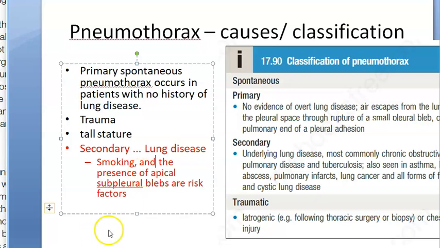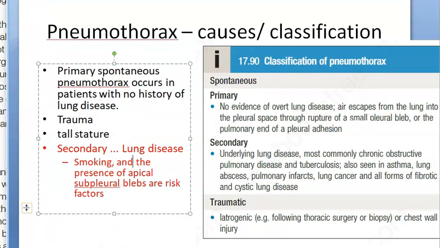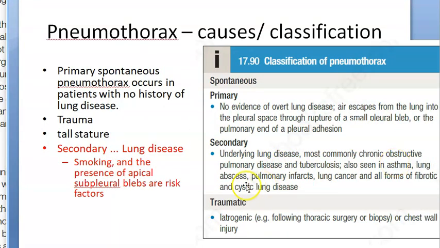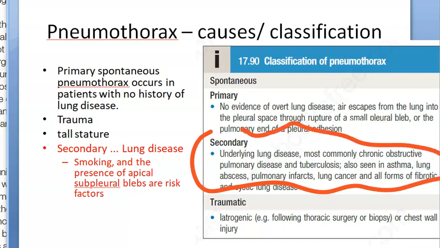Tuberculosis, asthma. See, they have written in this table if you are not able to understand from where we are reading. Tuberculosis, asthma, lung abscess, pulmonary infarct, lung cancer, all forms of fibrotic and cystic lung disease, all this will be secondary. So these will be the secondary causes of pneumothorax that will become secondary pneumothorax.